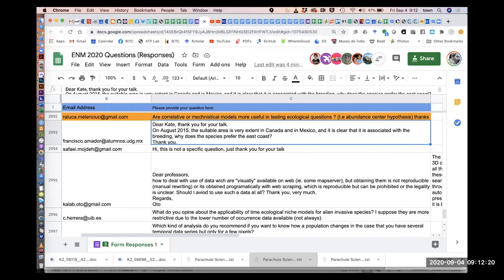Well, if nobody volunteers, here's one for Kate. On August 2015, the suitable area is very broad in Canada and in Mexico, and it is clear that it is associated with the breeding. Why does the species prefer the East Coast? Well, that's a really neat question. And it's the question of identifying biogeographic barriers. And for those of us who live here in Kansas, it's actually a really neat one because we live almost exactly on the western border of this species' geographic range.